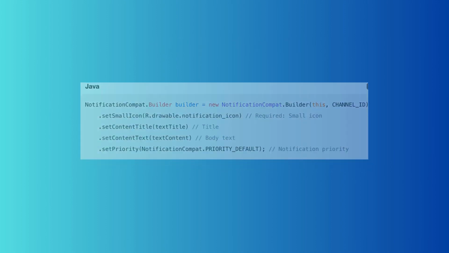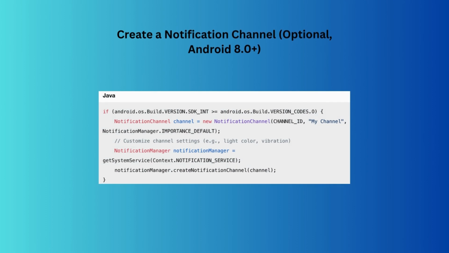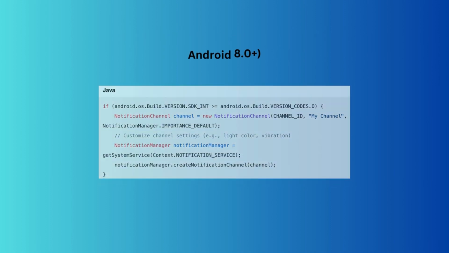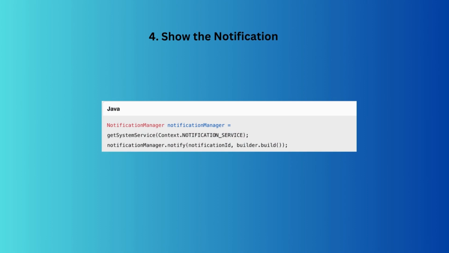Now, the next step is to create a notification channel. In this, first we check whether the Android version is greater than Android Oreo, that is API level 26. If this condition is satisfied, we are going to create a notification channel instance with the channel ID, a specific label, and the importance level. Once it is done, we will initialize the notification manager instance by obtaining the service responsible for managing the notifications.